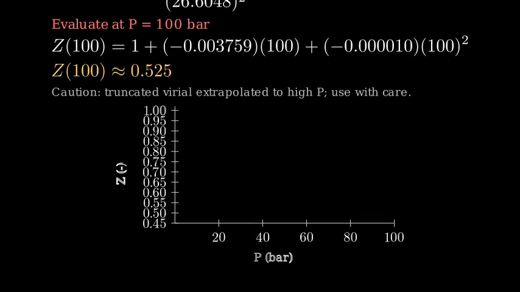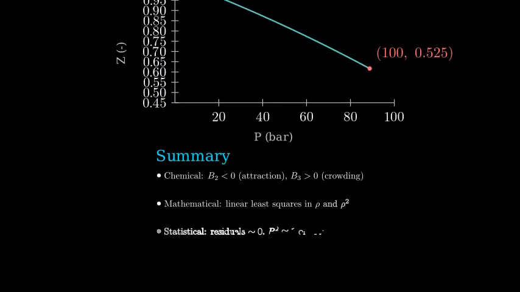Graphically, here is Z versus P from 0 to 100 bar using the pressure virial form, with the prediction highlighted at 100 bar. Summary: chemically, B2 negative signals net attractions, B3 positive captures crowding. Mathematically, we fit a linear model in rho and rho squared to obtain B2 and B3. Statistically, residuals and R squared confirm the model on the chosen range. Graphically, the Z versus rho and Z versus P plots visualize both the fit and the prediction.